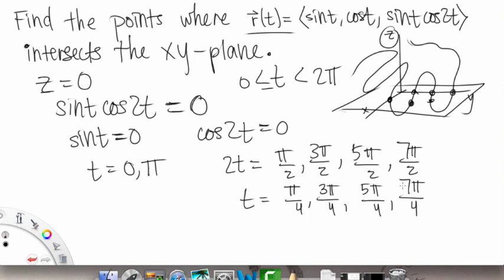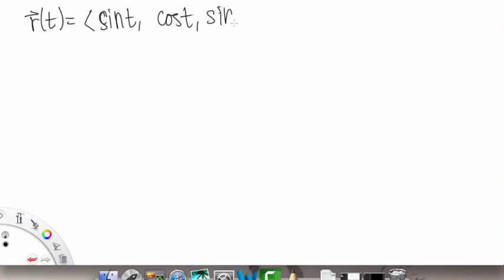Now that we have our t values, we're going to plug each one individually into our given parameterization. I will continue to do so on the next slide. Just a reminder, our r of t is sine t, cosine t, and sine t cosine 2t.